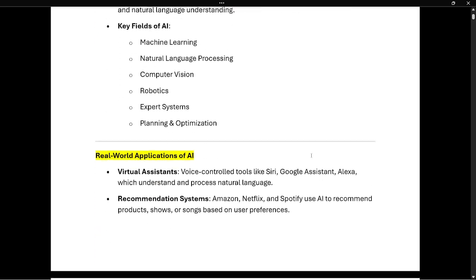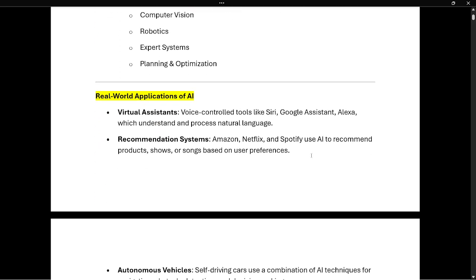Now, we will see the real world applications. What applications exist in the real world? In day-to-day life, we are using our mobile phones. So we have Siri in Apple, Google Assistant, Alexa from Amazon, which understand and process our language. We ask something like, what is the weather today, or call somebody. So these are all examples of virtual assistants where we talk and the assistants respond with actions.